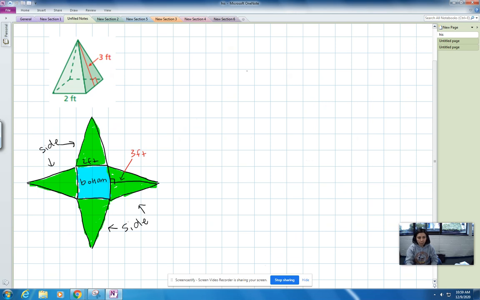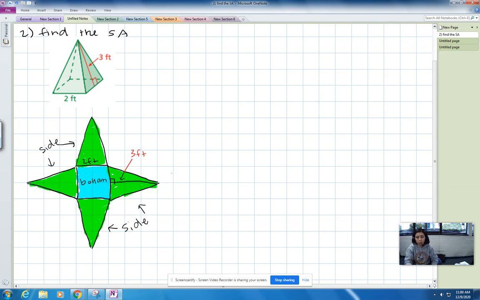Let's do one more example. I apologize that the net does not look as nice for this one. It was a little difficult to draw on the computer. So example 2, again, we're going to find the surface area. That just means find the area of all the faces that are represented on this net and add them all up. Just like our last square pyramid, all the triangles are the exact same.